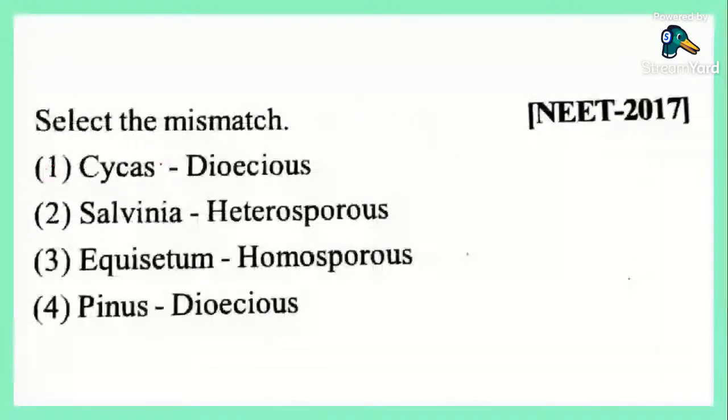Moving on to question number 25. We have 5 more questions remaining. Select the mismatch. NEET 2017 question. Cycas, dioecious; Salvinia, heterosporous; Equisetum, homosporous; Pinus, dioecious.